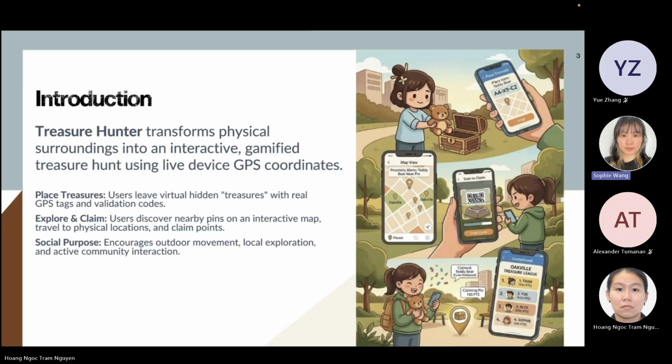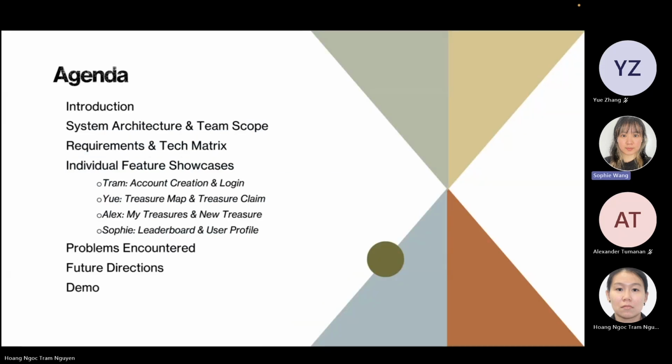Here's a quick overview of what we will cover today. We'll start with a short introduction to the project and then walk through the system architecture and team scope. Next we'll look at the requirements and tech matrix. After that, each of us will showcase the features that we built.